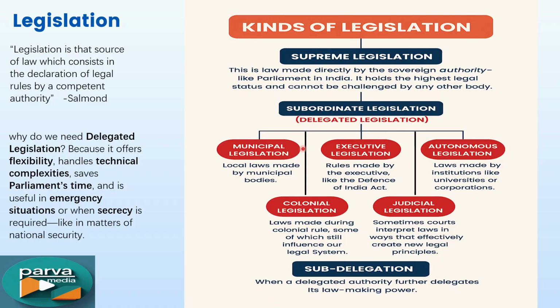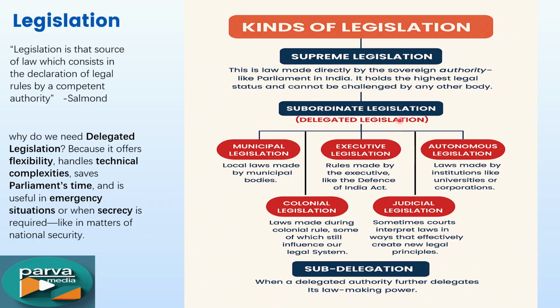Supreme legislation is law made directly by the sovereign authority, the highest authority, that's Parliament in India. It holds the highest legal status and cannot be challenged by any other body. Whatever law is passed by supreme legislatures can be reviewed in a court, but otherwise those will stand as the highest authority in the country.